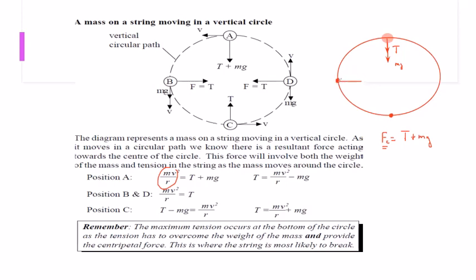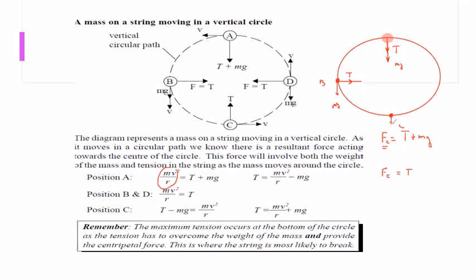the weight is acting down, so weight is not contributing to the centripetal force. The only force which is contributing to the centripetal force is the tension. So I can say the centripetal force is equal to tension at position B.